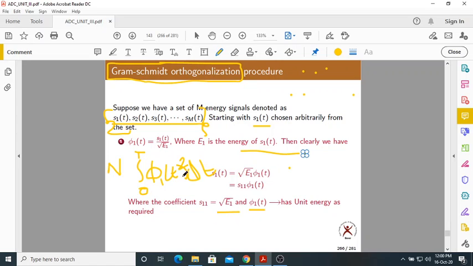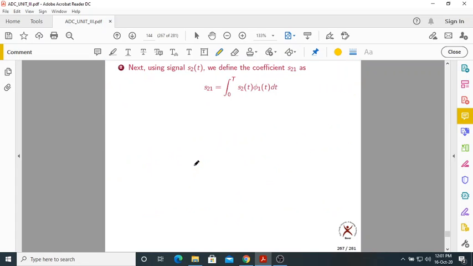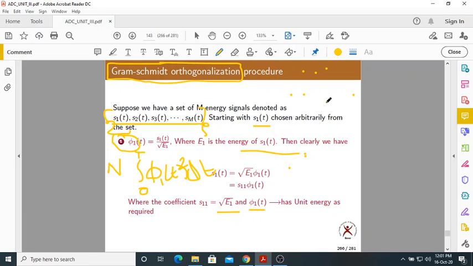This is a procedure. Okay, the first step. What is step 1? From the given set of M energy signals, take one signal and divide that signal by the root of its energy. That gives you the first basis function. So here it has unit energy as required. What is required actually? Our basis functions have to be orthonormal, which means they should be orthogonal and they should have unit energy.